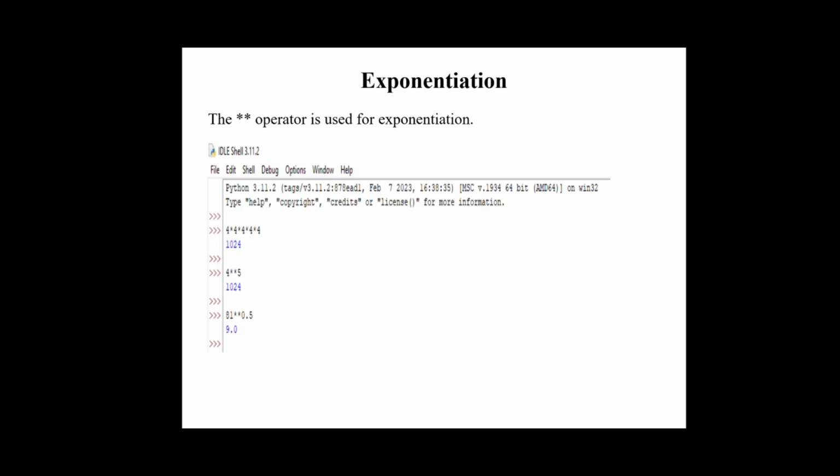Now exponentiation. The double asterisk operator is used for exponentiation. Look at the example, 4 asterisk 4 asterisk 4 asterisk 4 asterisk 4. That means we multiply 4 5 times, and that gives 1024. Now for 5 times it's okay.